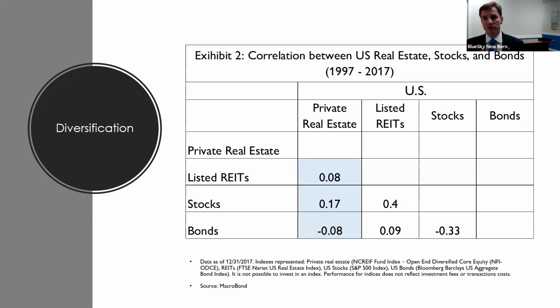Diversification is the measure of how much, when stocks are going up or down, or bonds are going up and down, real estate is correlated to that. So we have two different components here: number one, private real estate, and number two, listed REITs. And you can see there are very low correlations to stocks, bonds, and listed REITs. So when designing a portfolio, having asset classes that move differently than each other is very important.